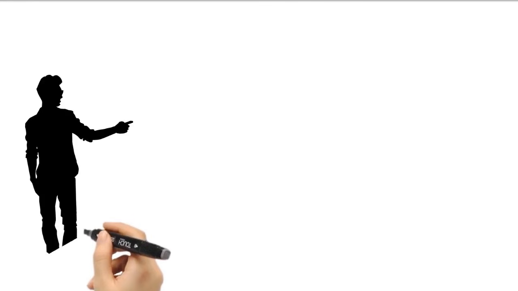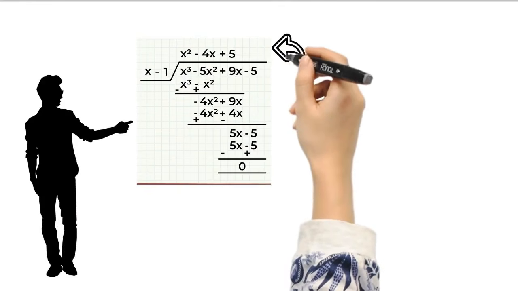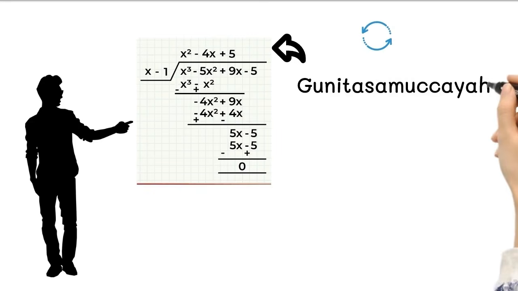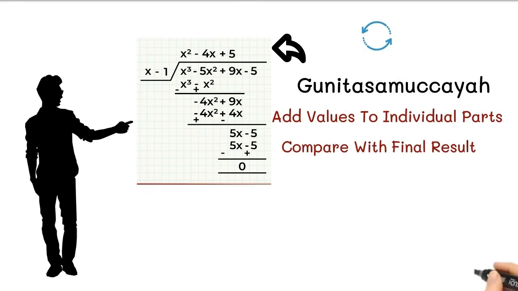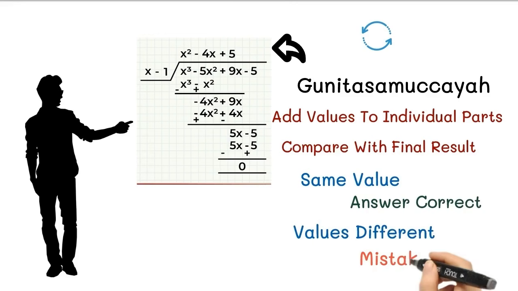Let me explain with a simple idea. Suppose you solve a long expression and reach a final answer. Instead of redoing everything, you apply Ganotasamachchaya. You add the values of the individual parts, and compare them with the final result. If both values match, your answer is correct. If they do not match, there is a mistake somewhere.